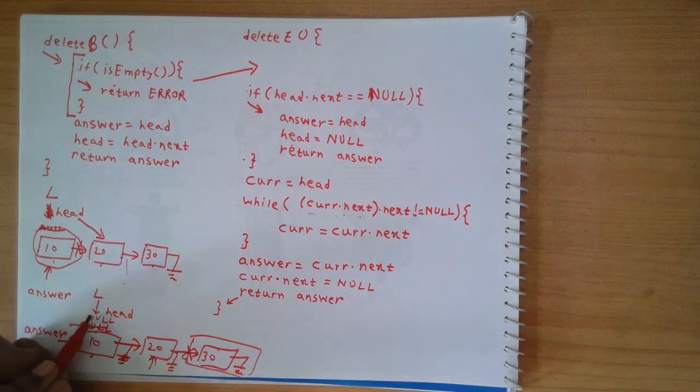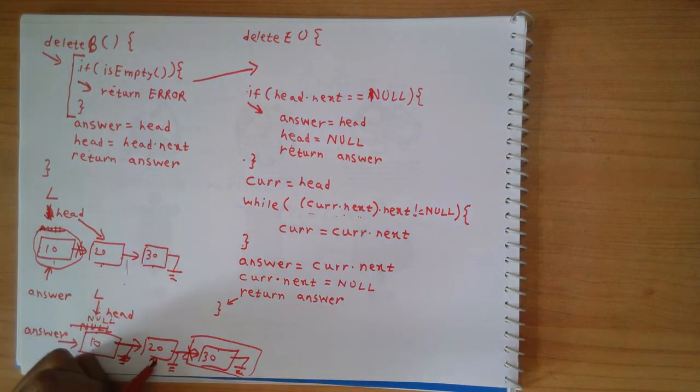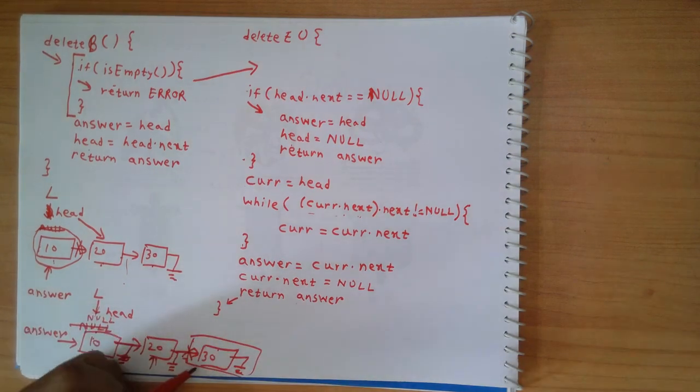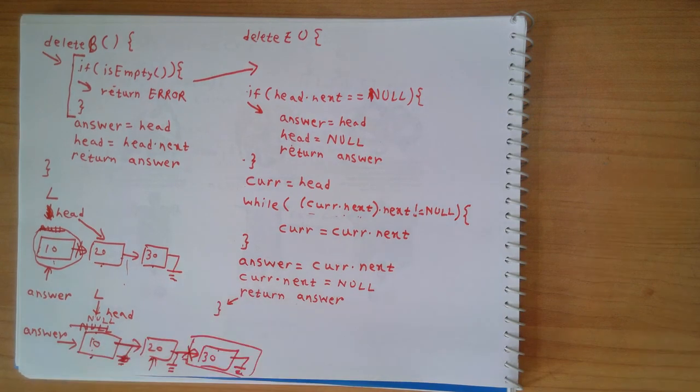And now my list is head, which is 10, and then 20. It is reduced to only 2 elements. And then I'm returning answer, which is the pointer to the last node, the address of the last node, which can be used in any way by the client program. Okay, so that's not up to us to think about right now. So that's about deleting an element from the end of the list.